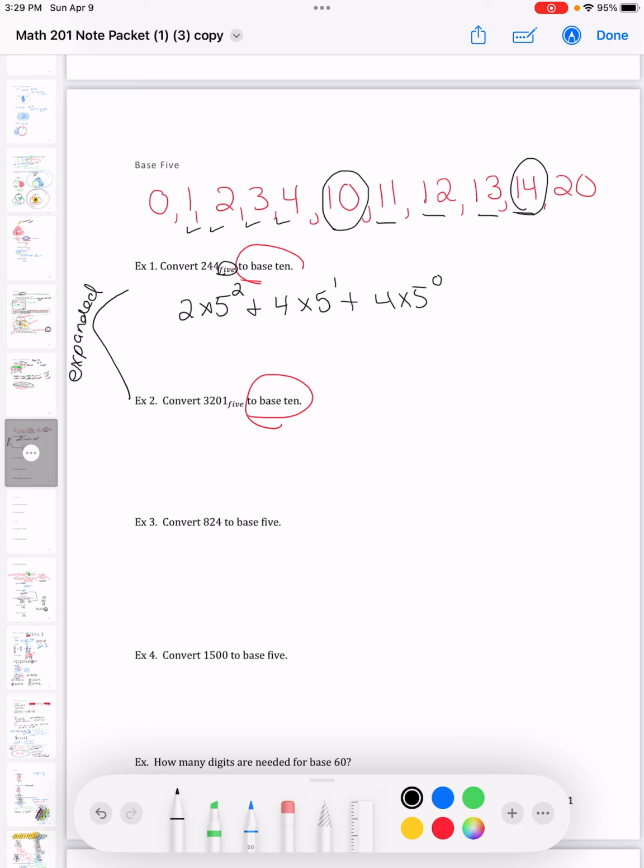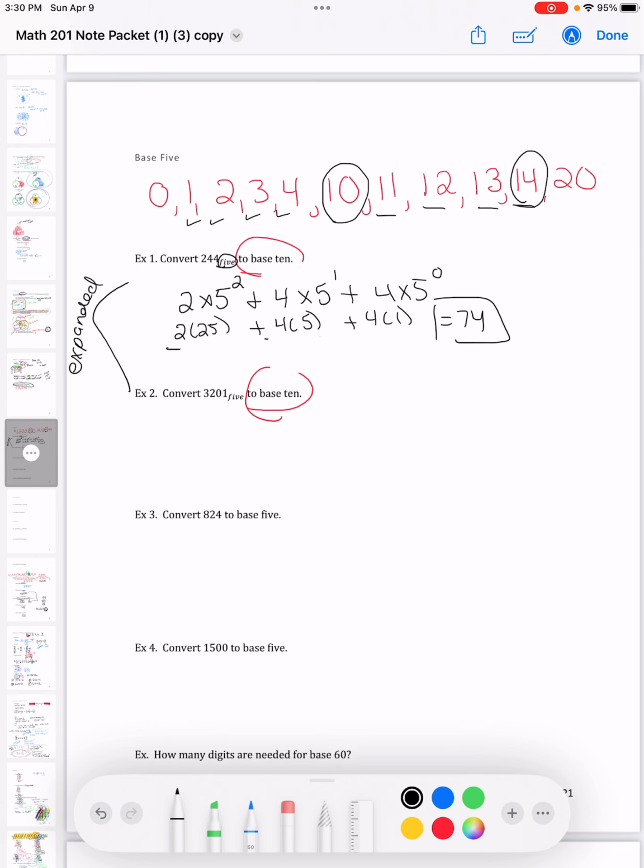I can type that directly in the calculator, or I can reduce it down a little bit. So this first place is the ones place, then the fives place, then the 25s place. Just like normally we call this the ones place, the tens place, and the hundreds place. 10 squared is 100, 5 squared is 25. Not a coincidence. I'm going to type that all the way in and get 74.